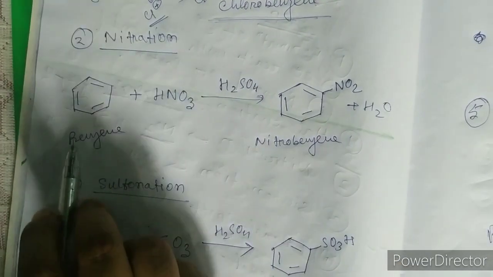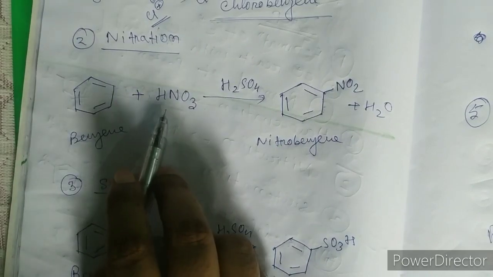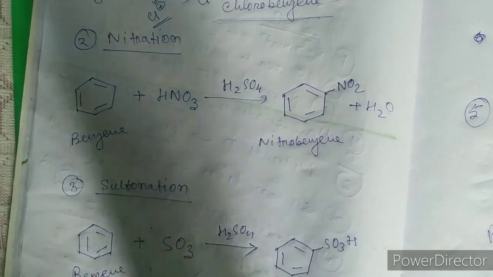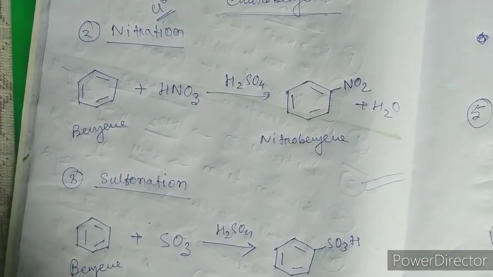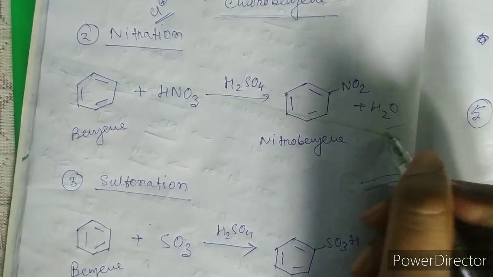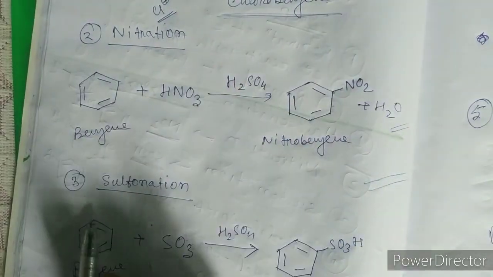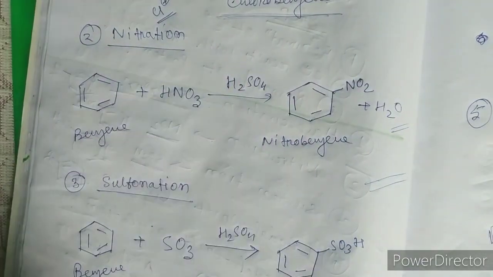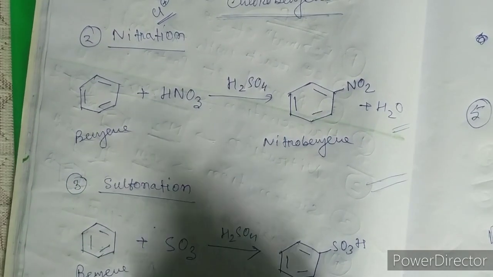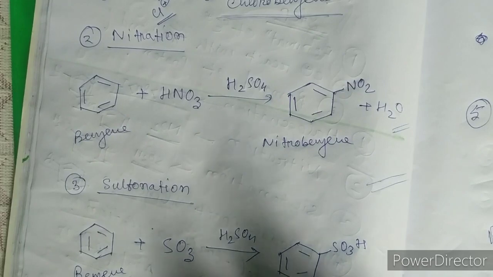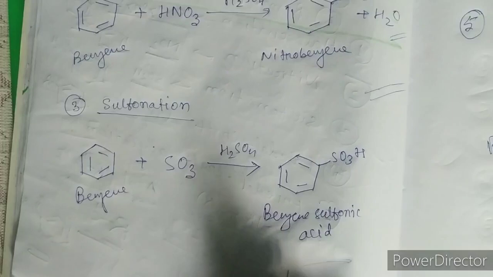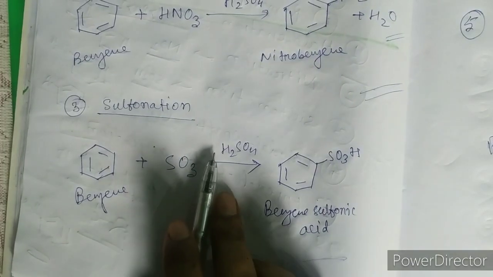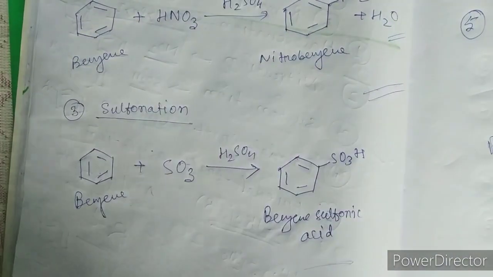So nitration. In the nitration reaction, benzene will react with HNO3, nitric acid, in the presence of H2SO4, and what we will get is nitrobenzene. You should also remember the byproduct, the water we are going to get here. Then sulfonation. Benzene will react with sulfur trioxide in the presence of concentrated H2SO4. So we are going to get the product benzene sulfonic acid. This is the product, benzene sulfonic acid. And remember, I have not written it here, but these all are concentrated H2SO4.